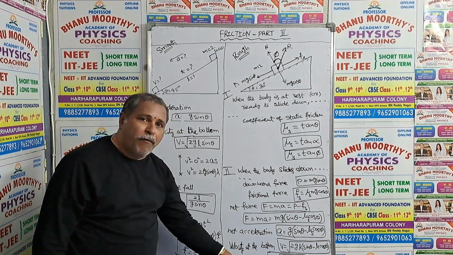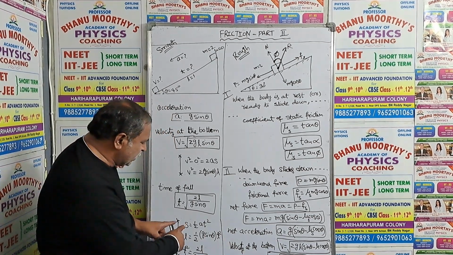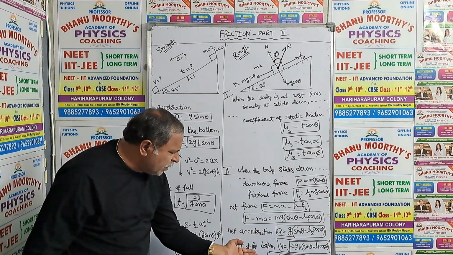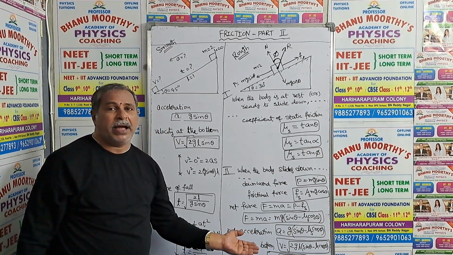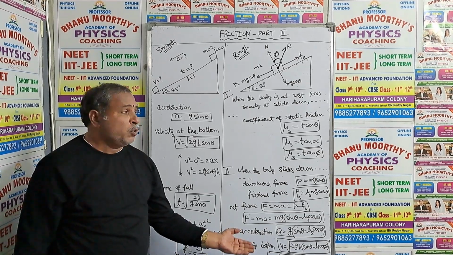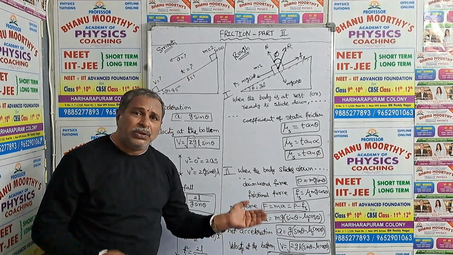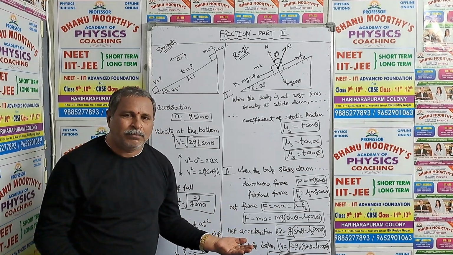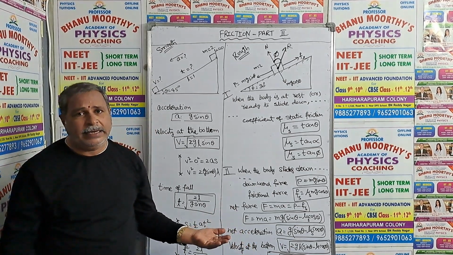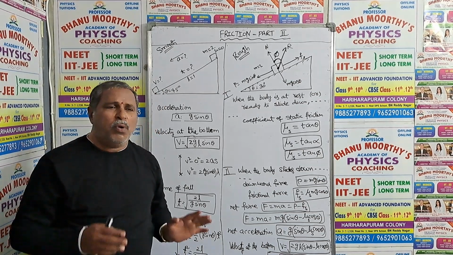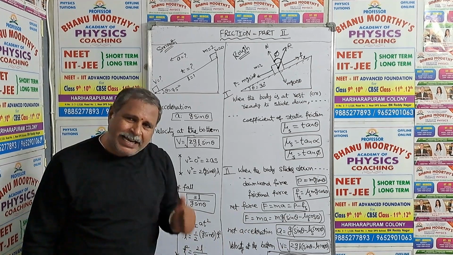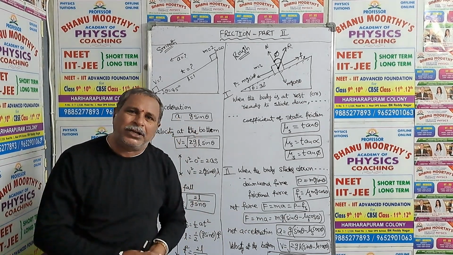The time of fall, just like this, is from s equals half a t squared, the same method. But here t equals root of 2l by g into sin theta minus mu s cos theta. So in all these cases, this is a rough inclined surface, and the mu factor takes place. My dear NEET and IIT-JEE aspirants, this is the most important information I gave in this video class number 10 regarding friction part 2.